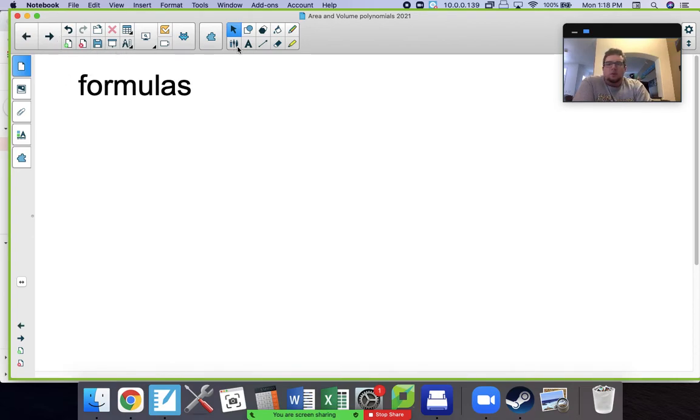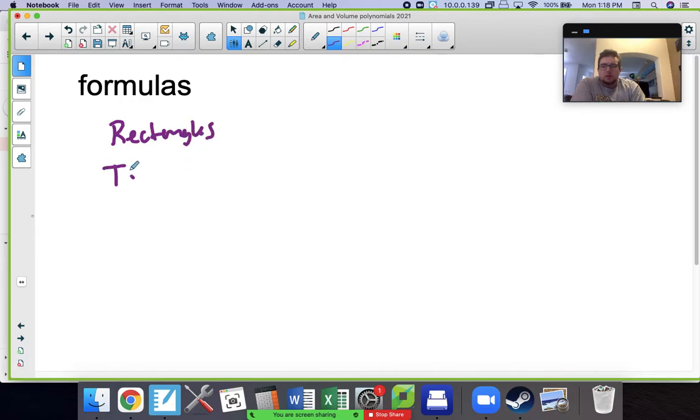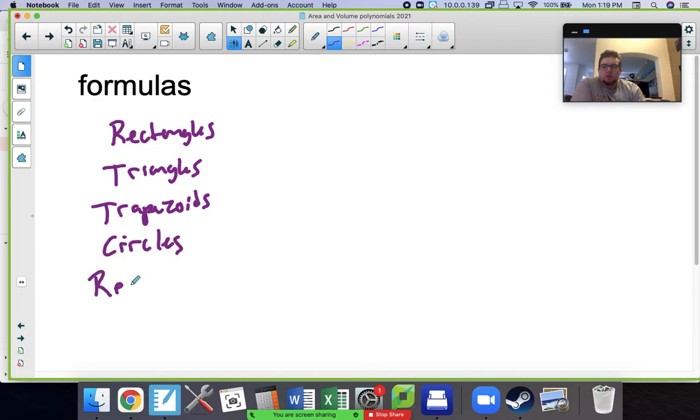So the first thing we want to go through is the formulas that we plan to use from area and volume. So rectangles, triangles, trapezoids, circles, and rectangular prisms. So most of these are two-dimensional shapes, except for the very last one, it's a three-dimensional shape.